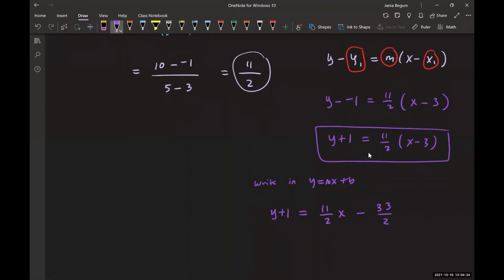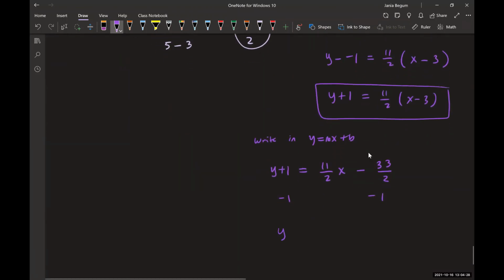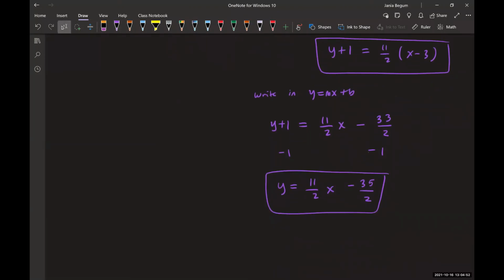And then we subtract 1 from both sides to solve for y. y is equal to 11 over 2 x, and then 33 over 2 minus 1, that will be negative 35 over 2. So that's the same line, but expressed in a different way. Now, if you want to get rid of those fractions, you can just continue working on it and multiply both sides by 2. You have 2y is equal to 11x minus 35. That's another way to write the same thing. So you have the point slope form, slope intercept form, and then that's just another way of writing. We can call it the general form of a line, okay, where you don't have any fractions.